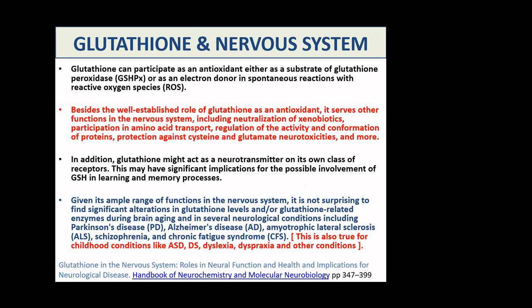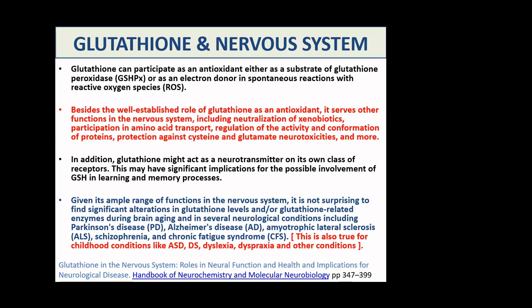Besides the well-established role of glutathione as an antioxidant, it serves other functions in the nervous system, including neutralization of xenobiotics. These are the contaminations that come through our food and drinks, participation in amino acid transport, regulation of the activity and conformation of proteins, protection against cysteine and glutamate neurotoxicities. All right, so excess cysteine, excess glutamic acid can be bad for the brain, and more.